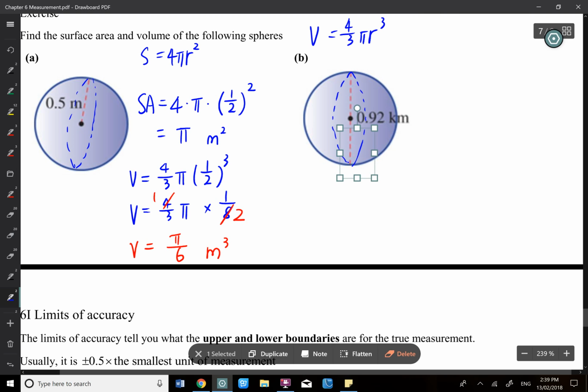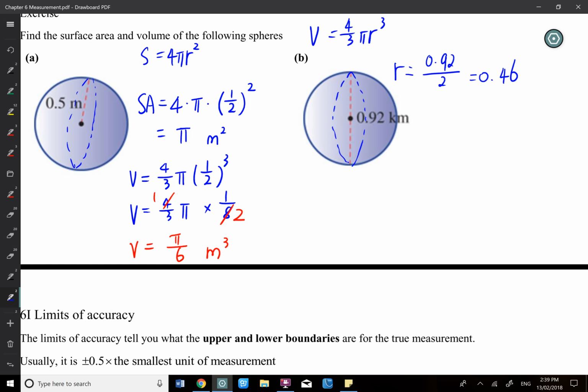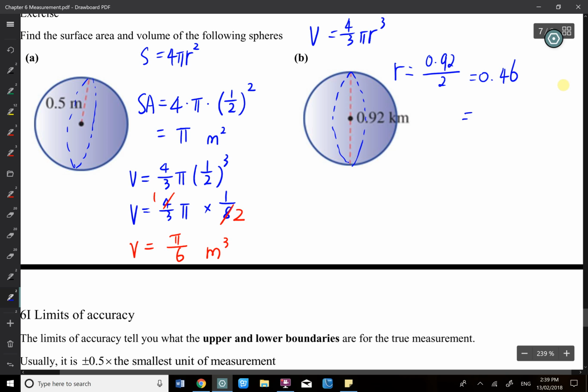For the next one, I get diameter. Okay, read the question carefully. What you have is the diameter now. So I will have 0.92 divided by 2 to get the radius. 0.46. Well, I can put that into fraction form. That's 46 over 100, and that's 23 over 50. That's the radius. Not necessary to do this, but I like to write things in fraction form.